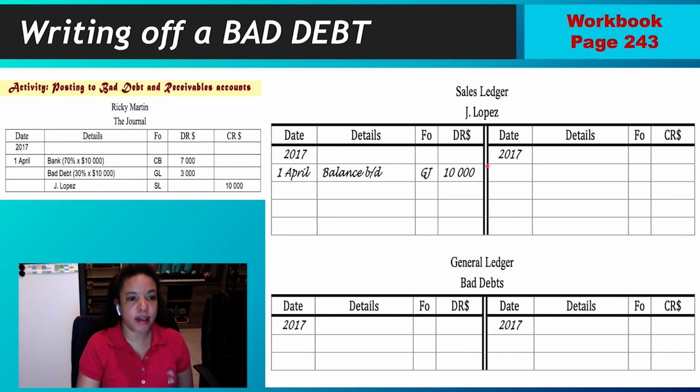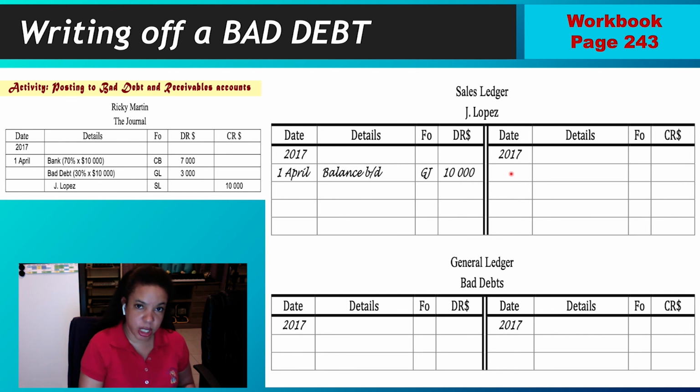So here we have our journal. Yes, it's a bit smaller. We have our balance already. So we are going to do the transaction for J. Lopez. If you remember what goes on the credit side, because that is the side that we are going to go on, bank and bad debts.